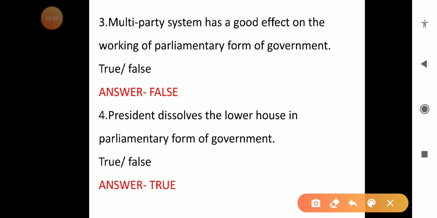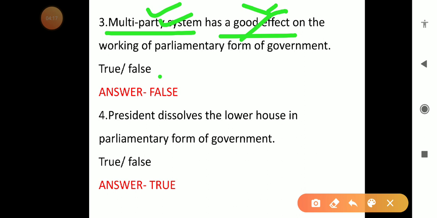Others do have certain seats, but they are not that important. If you talk about the multi-party system, as far as India is concerned, we have 8 national parties and hundreds of regional political parties, and this multi-party system has actually weakened the democracy in India. Politics of coalition, politics of defection has developed. So the statement that multi-party system has a good effect is wrong. It has a negative effect on parliamentary form of government. So the answer is false.